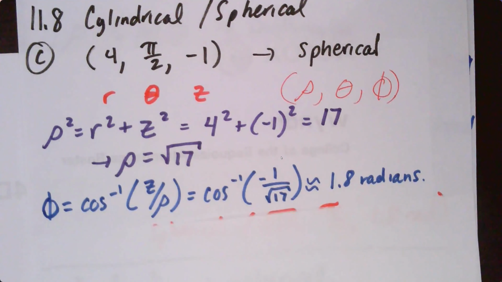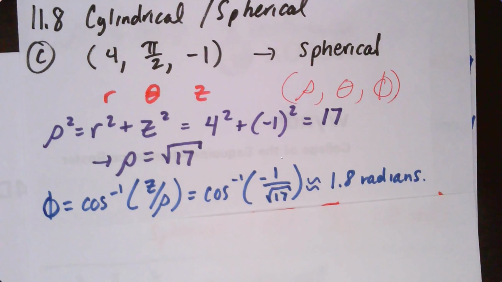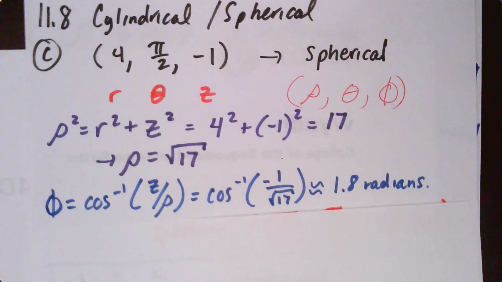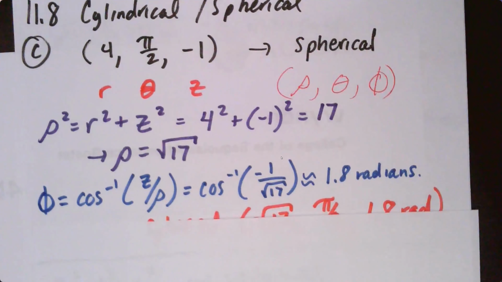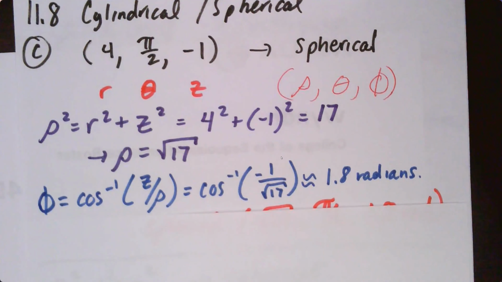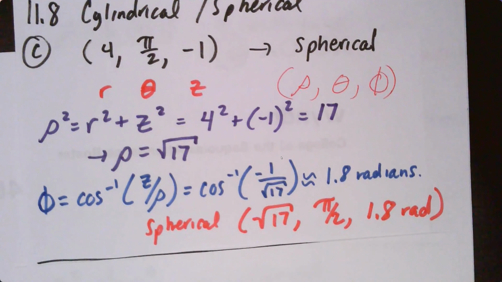And then we had an equation for phi in terms of z and rho. Phi is cosine inverse of z over rho. We have the cosine inverse of -1 over square root of 17, which is about 1.8 radians when you plug it in. So when we write in spherical, we have root 17, pi over 2.